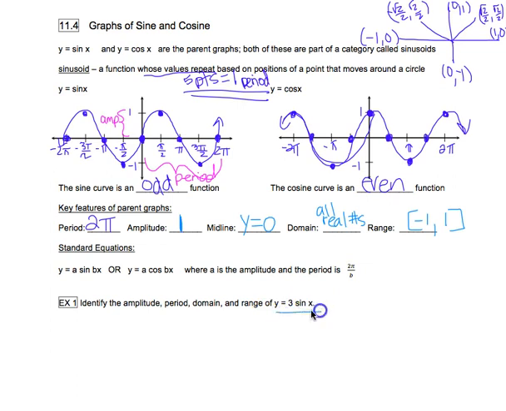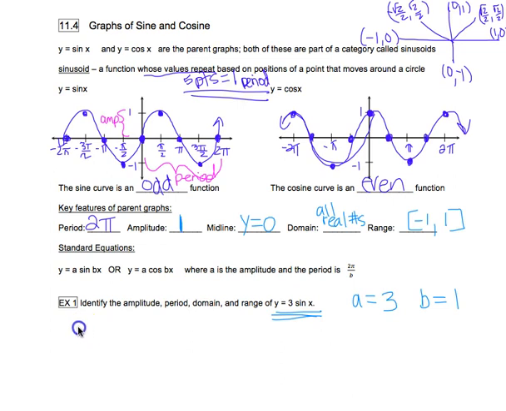So what we're going to be working with here instead of the parent graph is y equals 3 sine x. So we've got a transformation here. First thing I would suggest doing is writing out the values of a and b. So in this case, I can see that a is 3. That's the number in front of sine. B would be what's multiplied times the x. If nothing is written, then it's understood to be a 1. So b is 1.